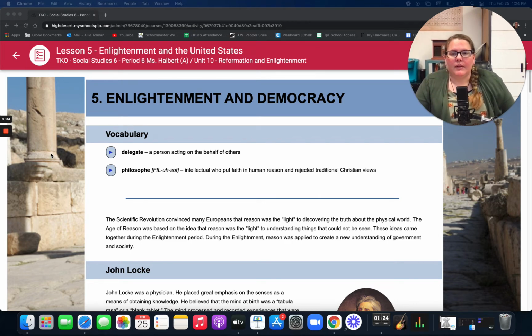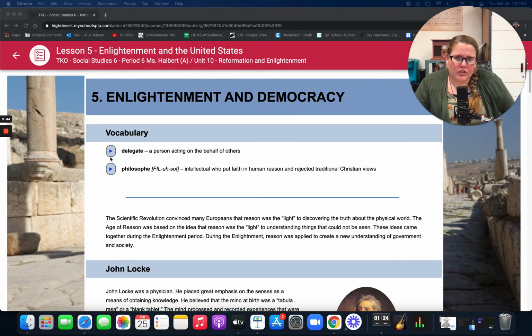Our vocabulary, we have two. We have delegate, a person acting on behalf of others, and philosophe, an intellectual who put faith in human reason and rejected traditional Christian views.